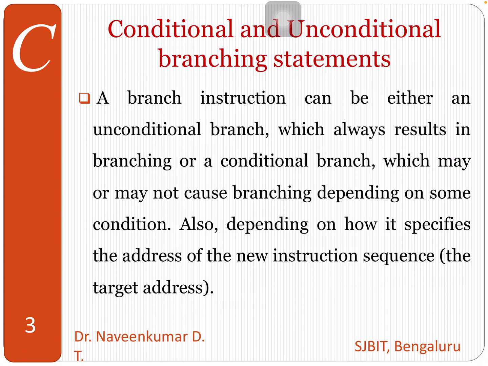In control statements there are two types: conditional and unconditional branching statements. A branch is generally considered as an instruction that can be either an unconditional branch, which always results in branching, or a conditional branch. In an unconditional branching statement we don't have to give any condition for the controlling statement. But in a conditional branching statement, if we give some condition and that condition is true, then only it will execute the subsequent blocks of the program, or it will make some decisions.